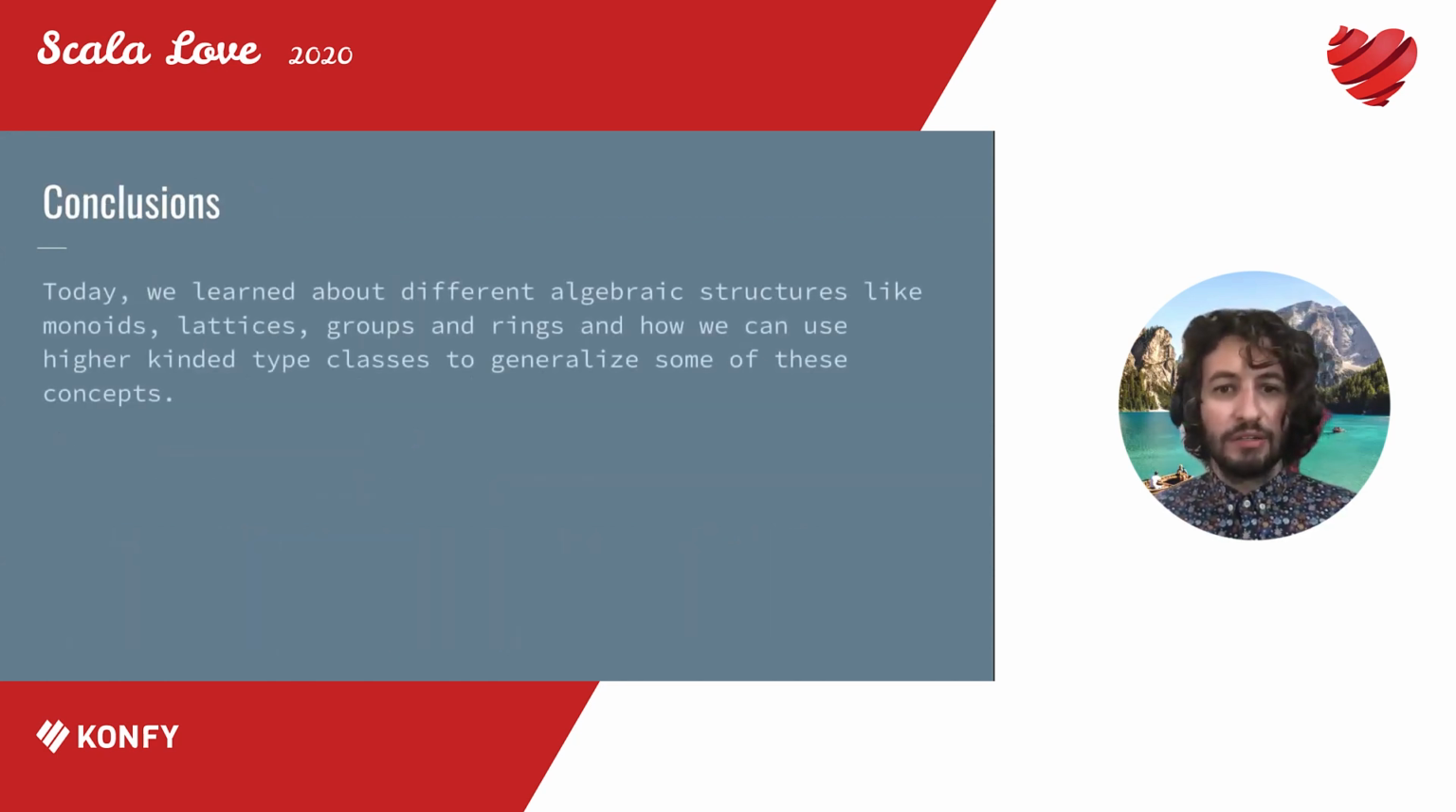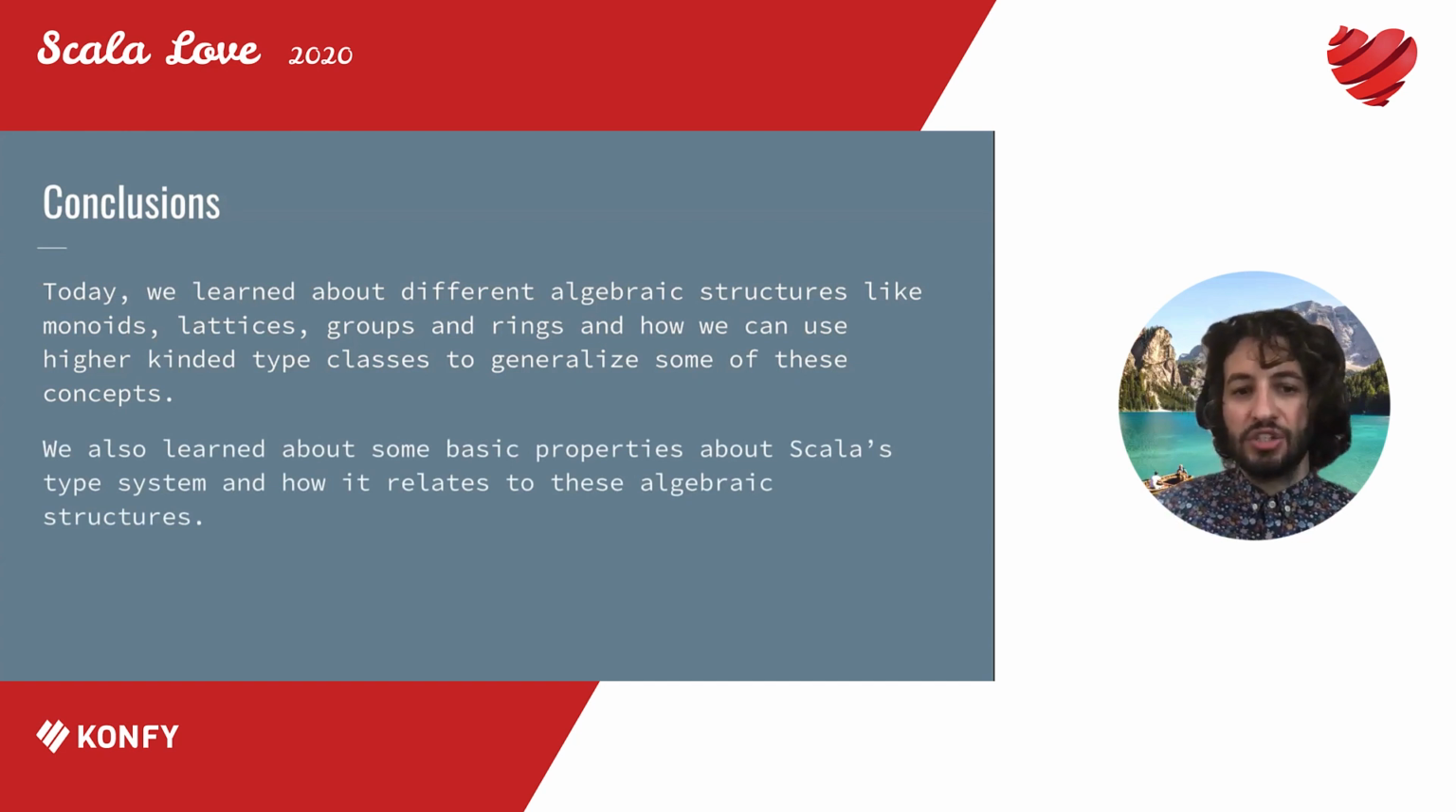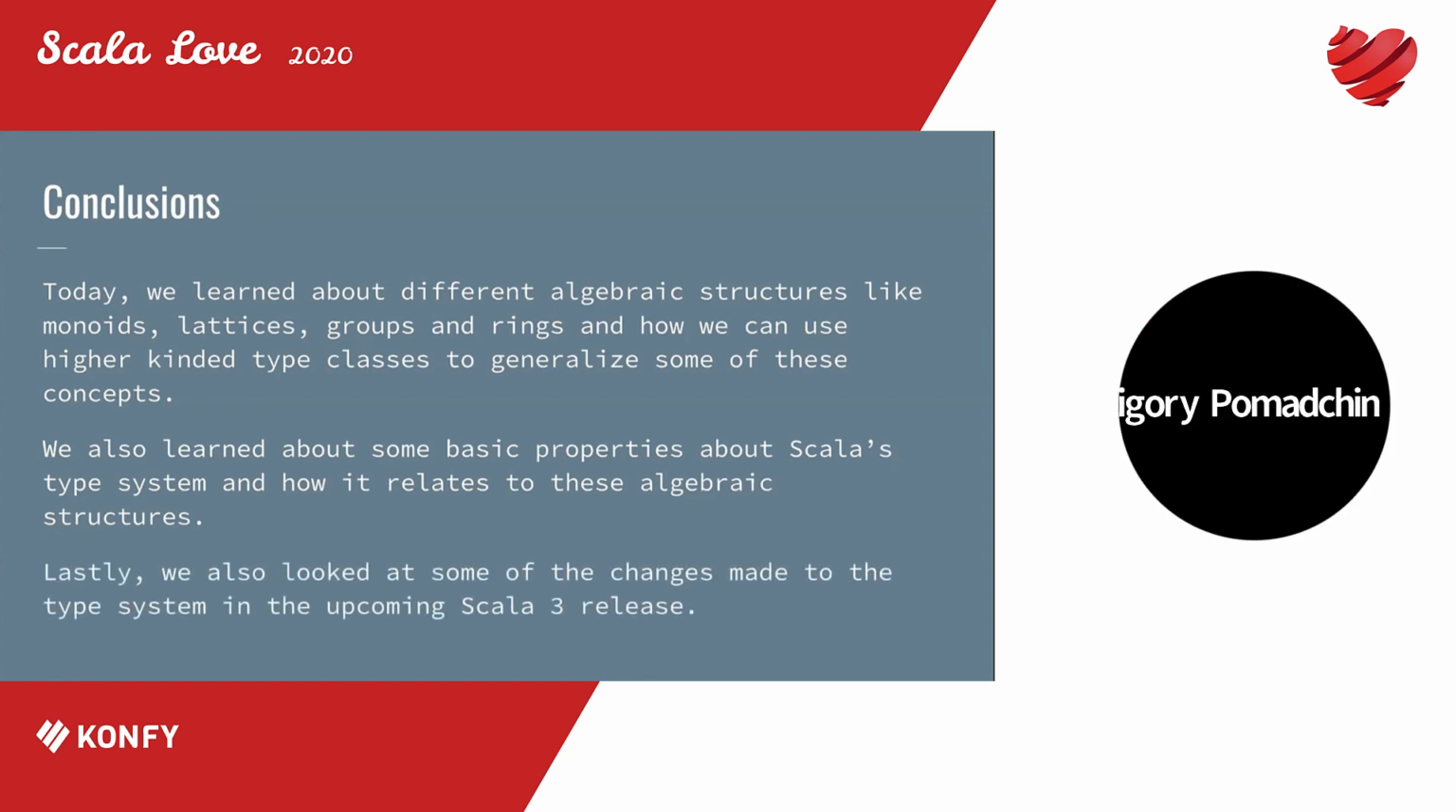So yeah, in conclusion, we have all these different algebraic structures, and they all play really nicely together because they have a common definition. And we can use these higher-kinded type classes, and that makes them really useful. Applicative is used pretty much every day by a lot of programmers, and it's just an extension of that. And we learned a lot about the properties of Scala's type system and how Scala 3 comes into play, and how these relate to the algebraic structures we talked about. And yeah, that's pretty much it.